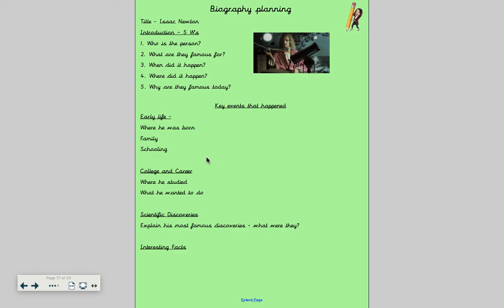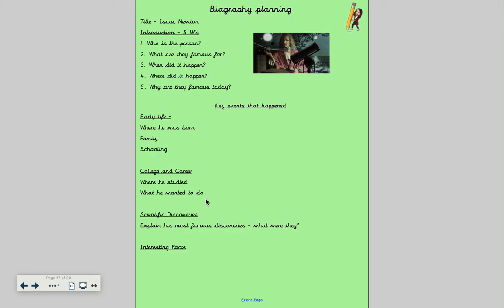So when it comes to you writing your early life paragraph, you can write it in chronological order, and it'll make it easier when you make it into a paragraph. So here we've got college and career, so a lot of key things happened in Newton's life at this time. So again, I want you to write it in chronological order, so make sure it goes in order of how it happened. And that again will help you when you write your paragraph for this one. Now, this one will probably be a bigger paragraph because a lot of things happened in Newton's life at this point.